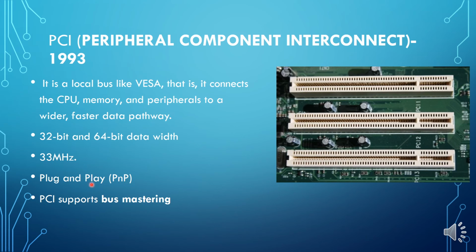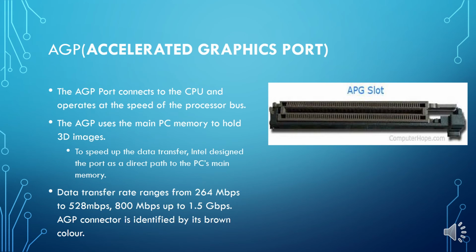33 megahertz and plug and play. What do you mean by plug and play? Plug and play means you plug in the device into the PCI slot, then it will start to play, means it will start to perform. And again, PCI supports bus mastering. Bus mastering is nothing but it shares the job of your CPU, so that it can make the CPU free and the CPU can perform some other tasks.